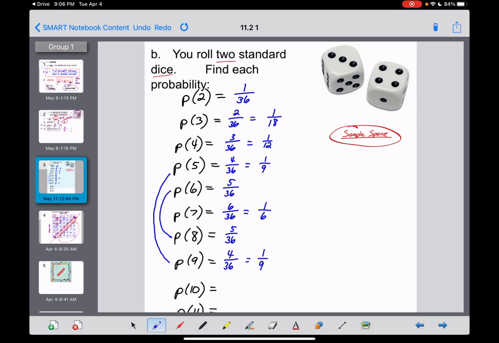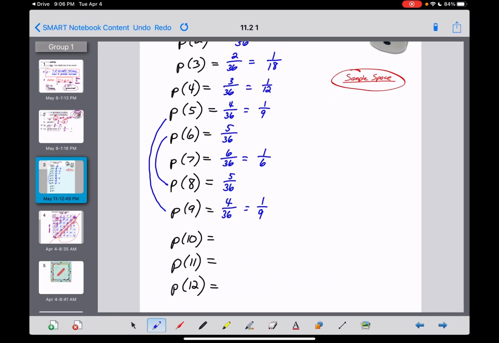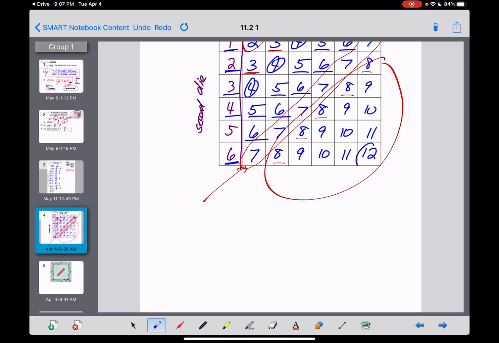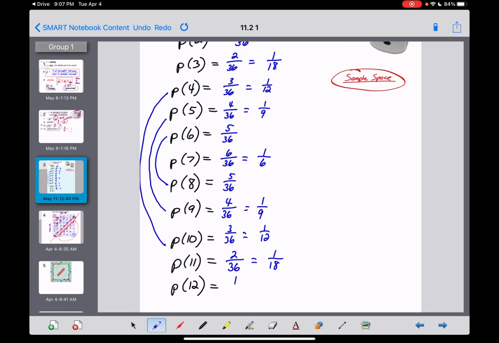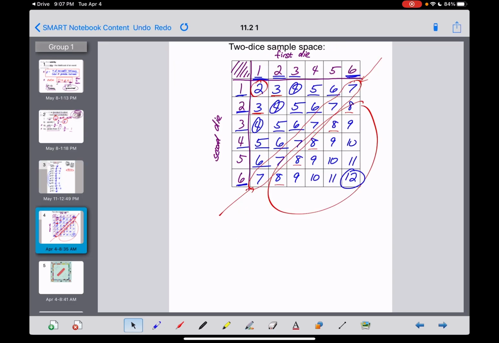And I think you guys see what's going on here. The probability of rolling the 10 is the same as the probability of getting a 4, which is going to be 3 out of 36, or 1/12. The 11 is going to be a 2 out of 36, which is 1/18. And the probability of rolling a 12, there's only one of them in that entire table, so that is going to be 1 out of 36. So that's what the probability looks like, everybody, when you roll 2 dice. It's quite a bit more complicated than rolling just one. The sample space helps us see that.